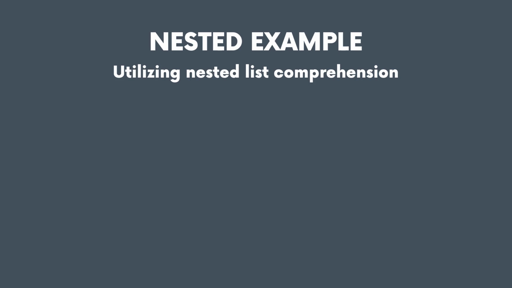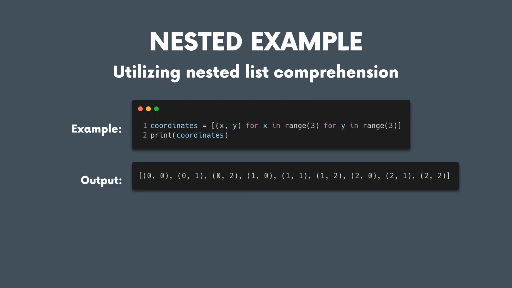List comprehension can also be nested. Let's create a list of tuples representing coordinates x, y from two separate lists. In this example, we have two for loops nested within each other. The outer loop iterates over x values from 0 to 2, while the inner loop iterates over y values from 0 to 2. This results in a list of tuples representing all possible combinations of coordinates.